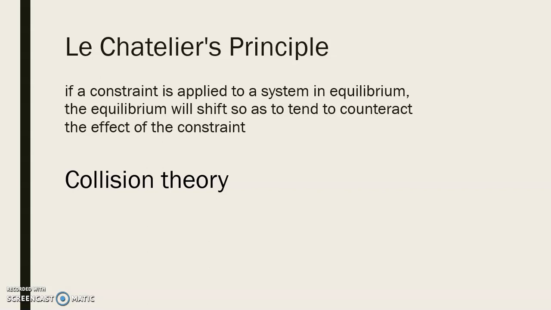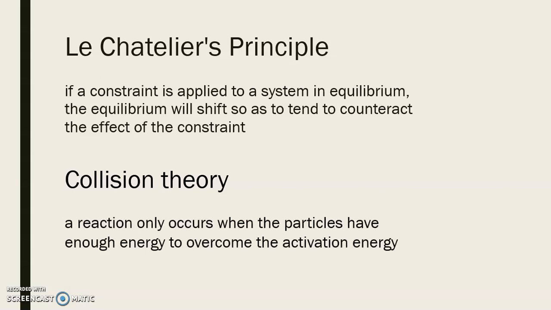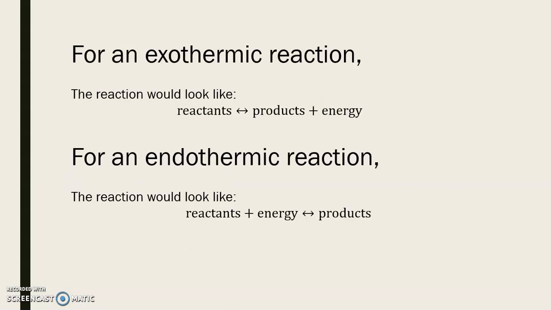If a temperature change is applied to an equilibrium system, the system is going to shift so as to counteract that temperature change. Collision theory states that a reaction only occurs when the particles have enough energy to overcome the activation energy. The activation energy plays a massive role in determining whether the reaction is going to favour the forward or reverse reaction when a temperature change occurs. I'll go further into this as we move along.